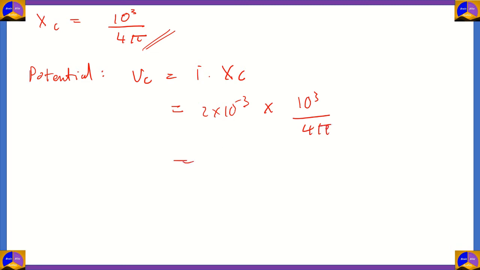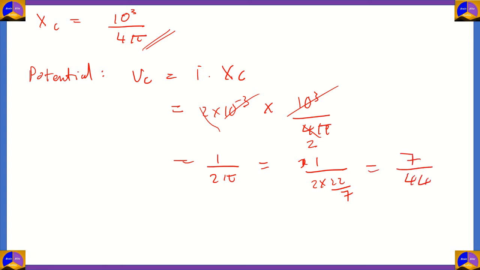So that means 10 raised to minus 3 and 10 raised to 3 get cancelled. 2 goes into 4 2 times, so therefore we have 1 by 2 pi. Let's put in the value of pi as 22 by 7, so it's basically 1 by 2 into 22 divided by 7. It becomes 7 divided by 44. Now let's divide 7 by 44.